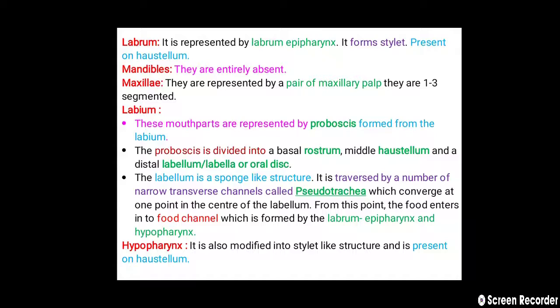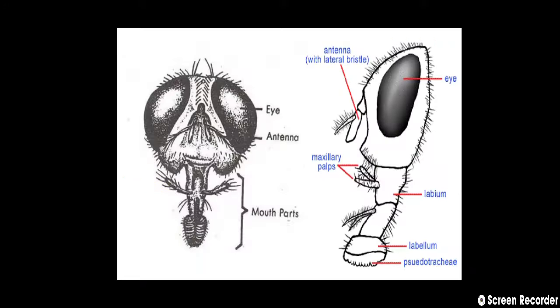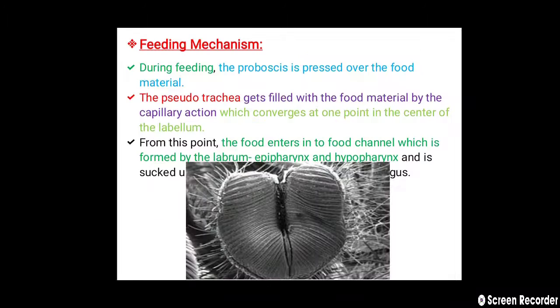From this point, the food enters into the food channel, which is formed by the labrum epipharynx and hypopharynx. The hypopharynx is also modified into a stylet-like structure and is present on the haustellum. So this is also a diagrammatic representation of sponging type of mouth parts.